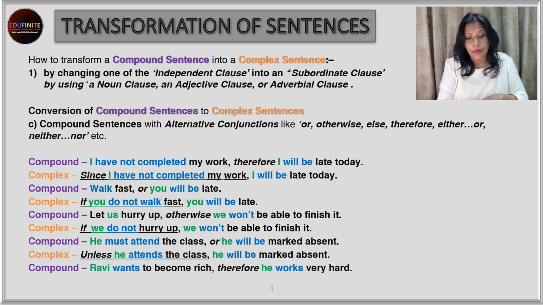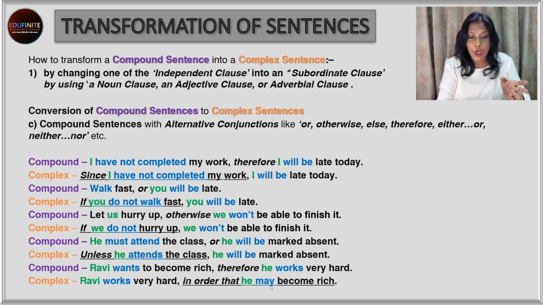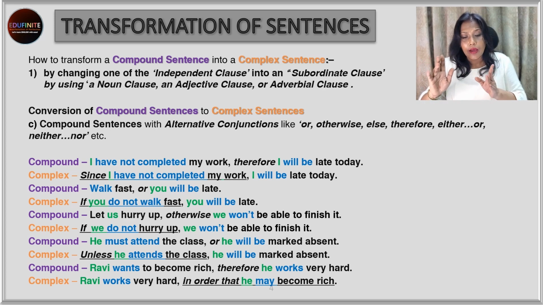Ravi wants to become rich, therefore he works very hard. So how have we changed this? We have taken the independent clause, he works very hard, we've put that right in front, and instead of the pronoun, we have used Ravi as the subject. Ravi works very hard in order that he may become rich.